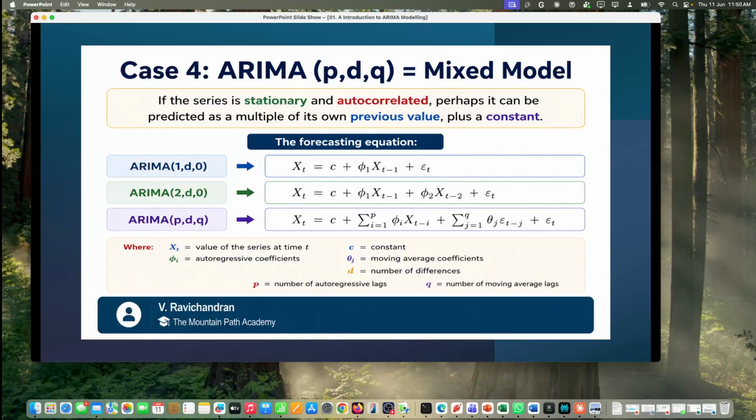Case 4, we can have a PDQ model. That means we can have combinations of AR, MA and differencing, that is PDQ. We can have 1D0, or 2D0, or a full ARIMA PDQ. So this is if the series is stationary, that means it is autocorrelated. Perhaps we can predict it as a multiple of its own previous value plus a constant and plus the previous errors. So the ARIMA model, though a very basic model and simple, has a challenge that comes.